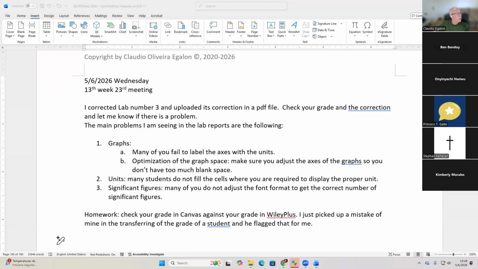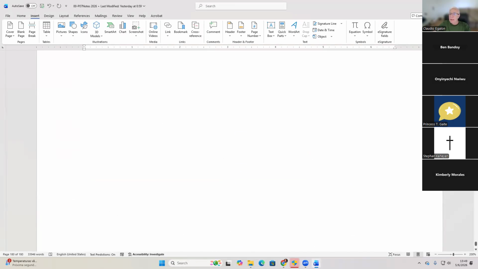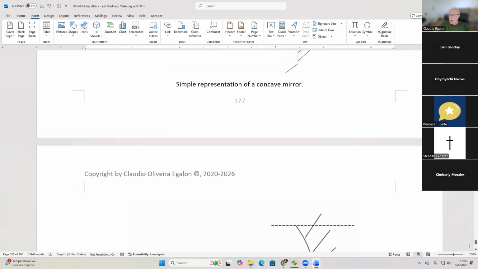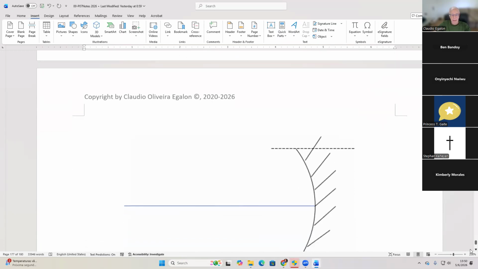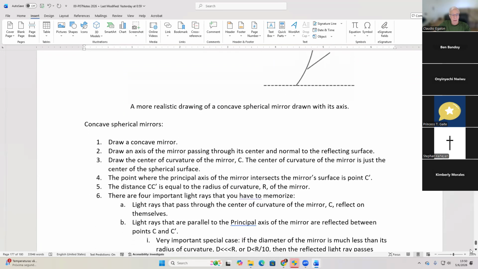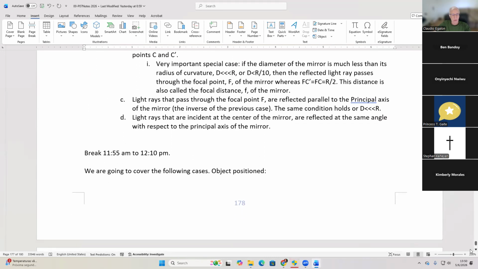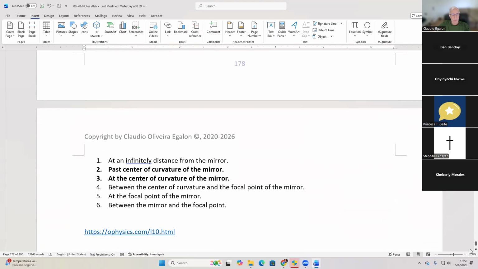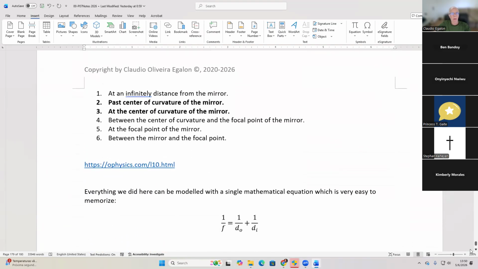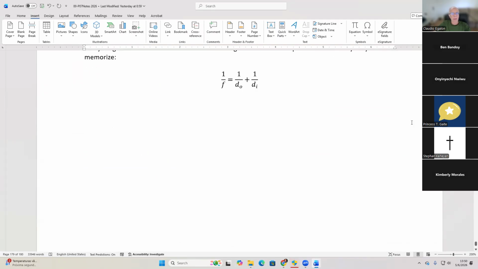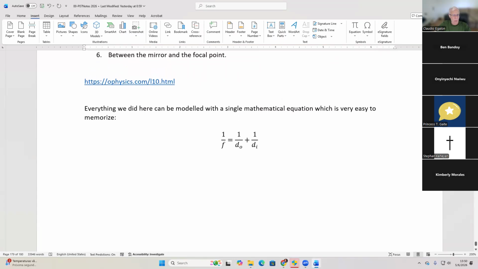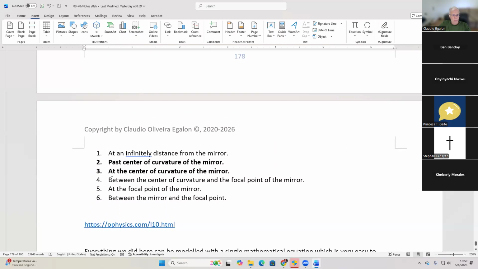So, lab and homework, right? Let's take a look at where we stopped last time, right in here. We did all possible configurations last time. We just didn't do this one, infinitely distant from the mirror. That's the only one we didn't do.